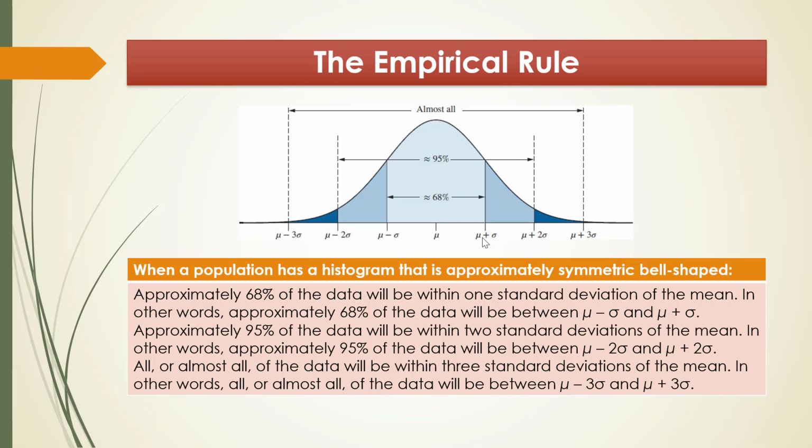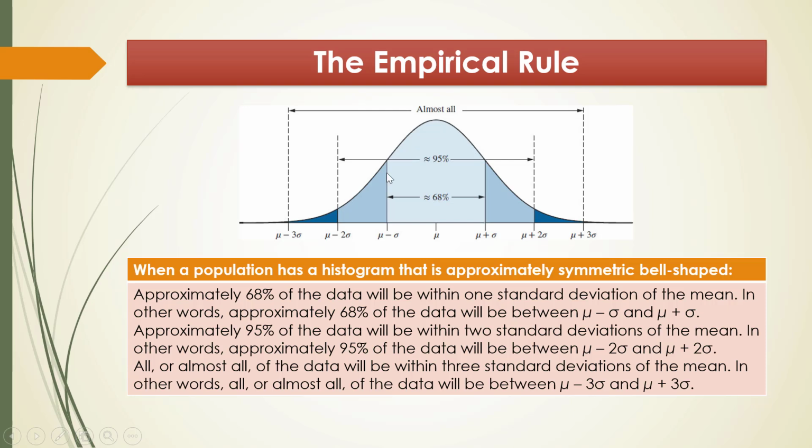95% of data will be between mu minus 2 sigma and mu plus 2 sigma approximately. And all or almost all of the data will be within 3 standard deviations. Actually, it should be 99.7%, but here it's approximately almost. And this empirical rule I'm going to explain in more detail when we work with the normal distribution.